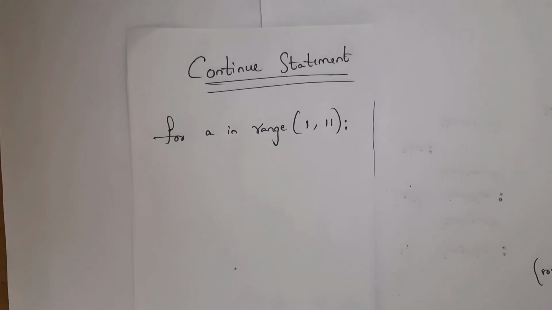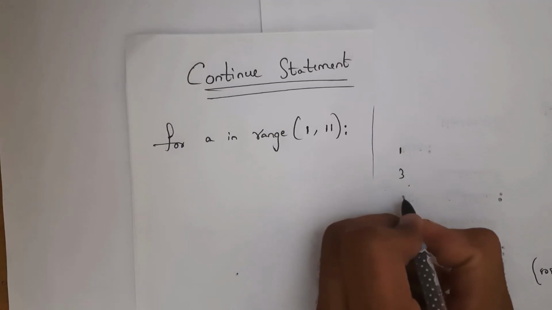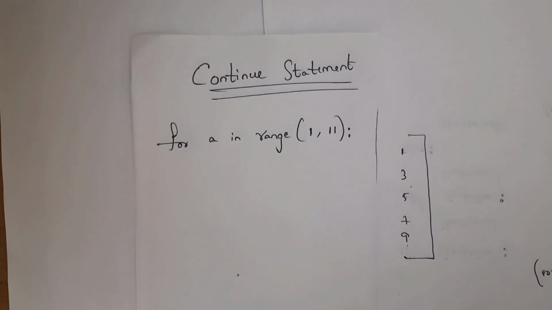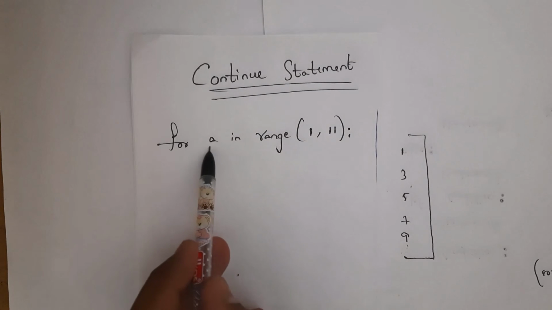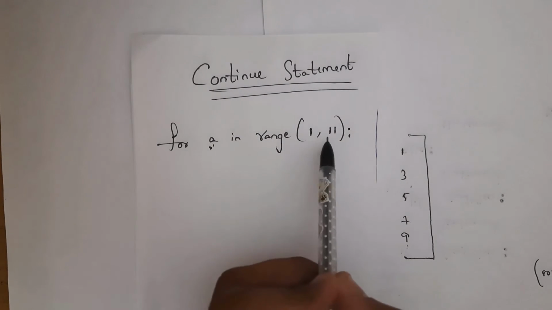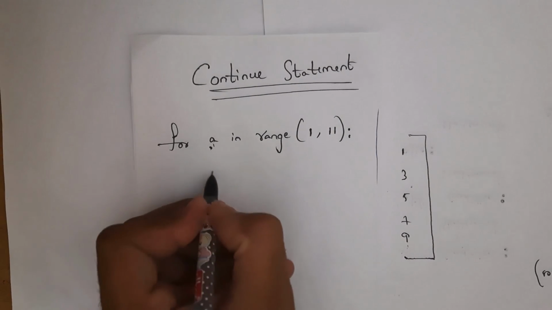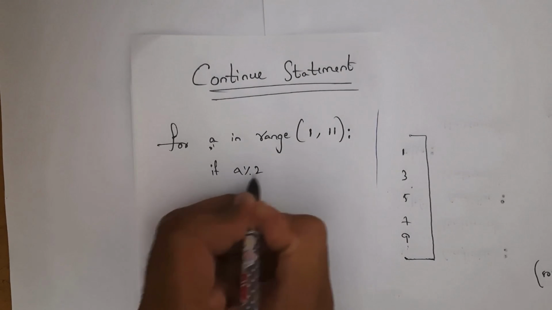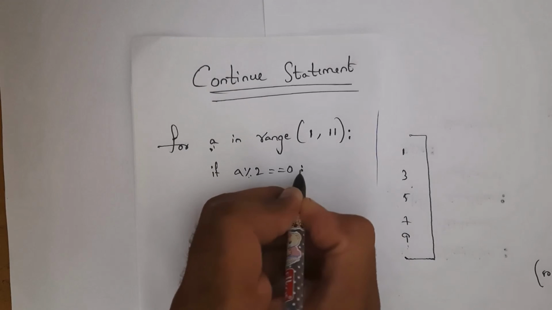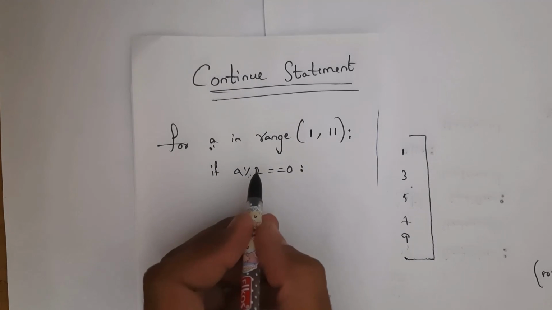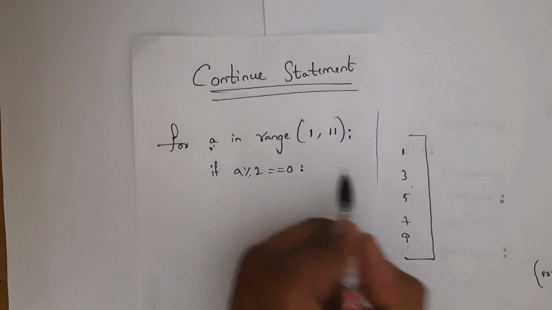I will explain the continue statement. I want to print odd numbers from 1 to 10. What are the odd numbers between 1 and 10? They are 1, 3, 5, 7 and 9. These are the odd numbers from 1 to 10. So I took here for a in range, where a is the variable name, in range 1 comma 11. Now inside this I am writing if a percentage 2. This percentage will give the remainder, and double equal to 0. What is an even number? If we divide any number by 2 and we get remainder 0, then we call it an even number.